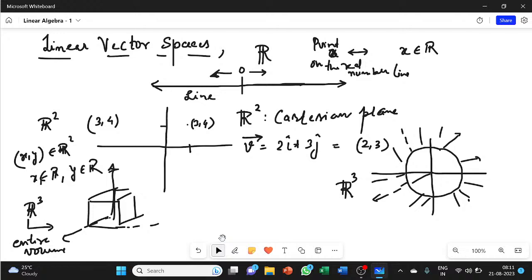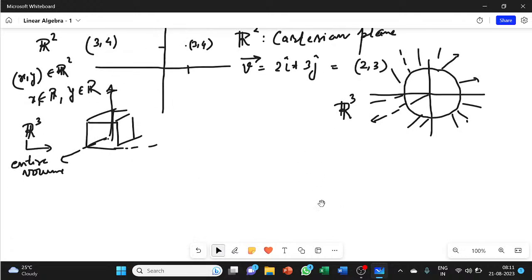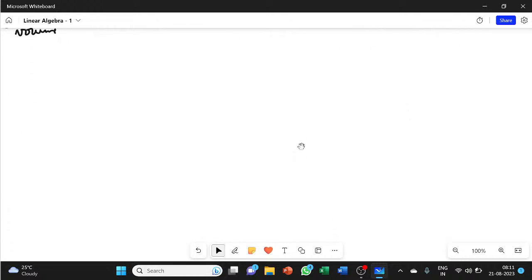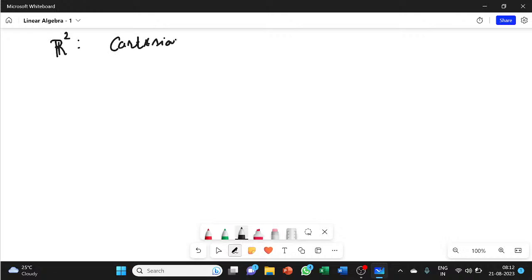Now I'm going to start with R square, and from there you will be able to follow. I hope everybody is aware of the basic vector algebra from standard 12, so that I'm not going to do, but I'm going to just start with R square as a space. So let us discuss R square. I already told you what R square represents. R square represents your Cartesian plane.